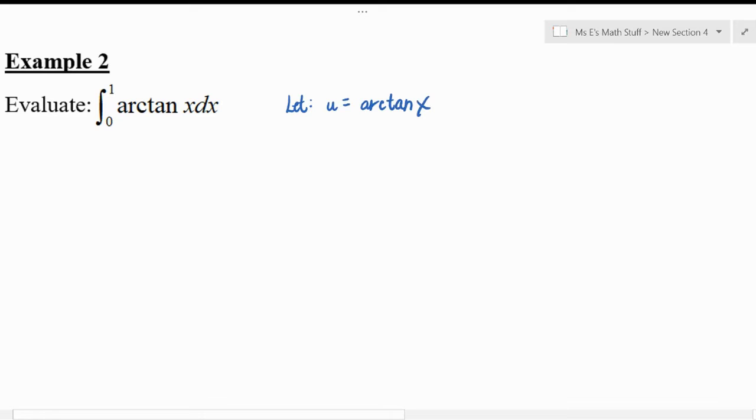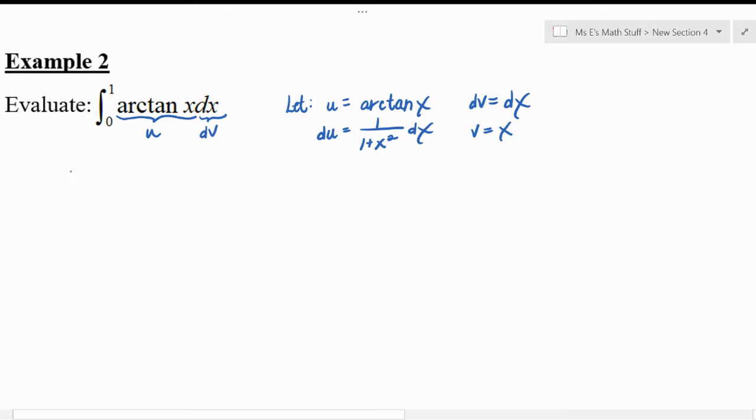And then what is left to let dv equal, you ask? Well, the rest of this would be dx. So there you go. Okay, so just to map it out, this is my u value, and then this is my dv value. All right, so then if u is arctangent of x, what would du be? Well, it would be 1 over 1 plus x squared dx. And if v is dx, then what was v? Yep, it was x. There you go.